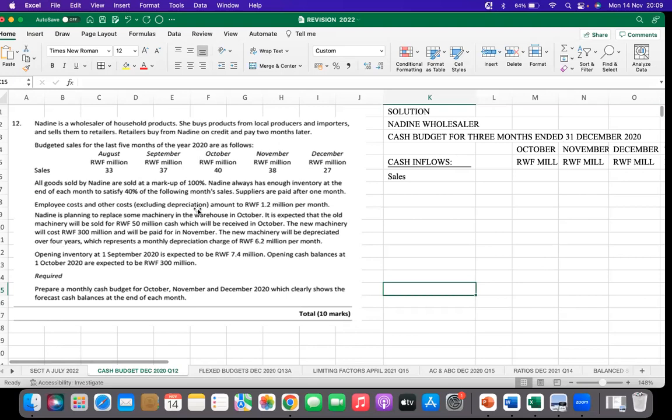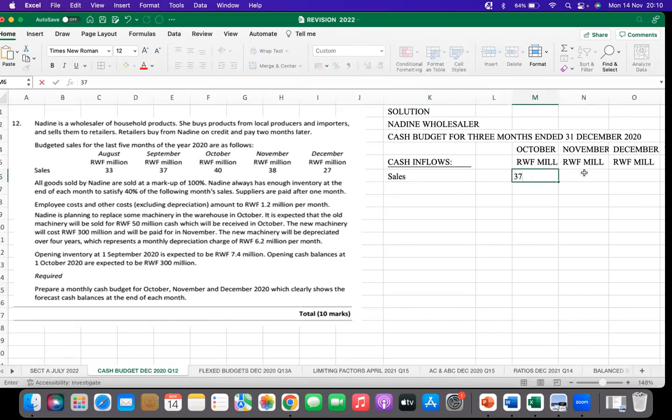Employee costs, okay? Nadine is planning to replace some of the machinery of the warehouse. It is expected that the old machinery will be sold for 50 million, which will be received in October. New machinery will cost 300 million. The new machinery will be depreciated. Opening inventory has been given. Opening cash has been given. So prepare a monthly cash budget. So in sales, you have not been told if it is cash or credit.